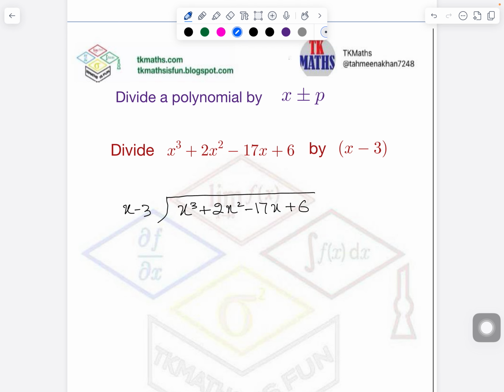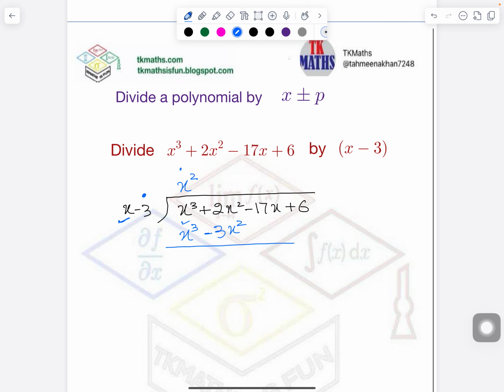in polynomial division, you look at the first term, which is x in the divisor. And you have to cancel x cubed, which is the first term of the dividend. So x multiplied by x square will give you x cubed. Then you will multiply 3 by x square. It will be minus 3x square.